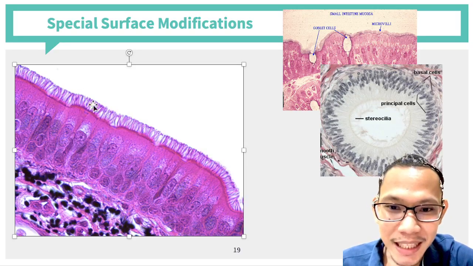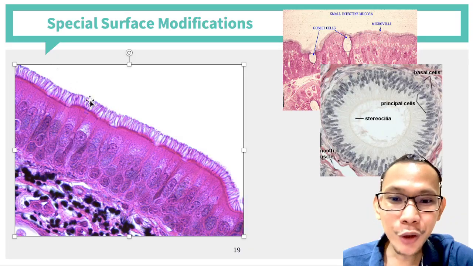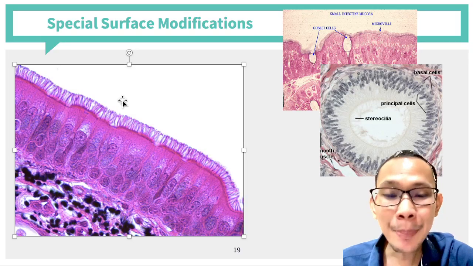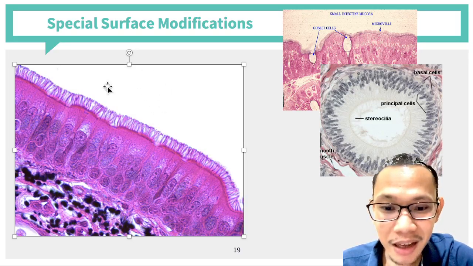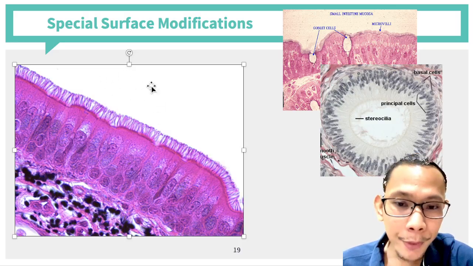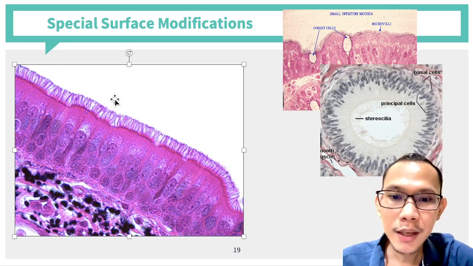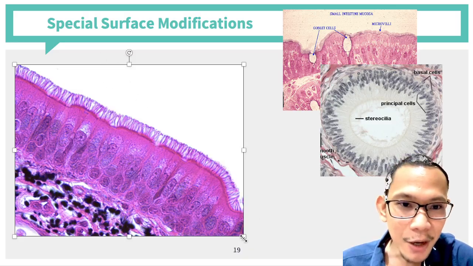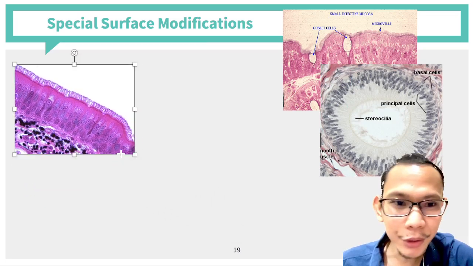Again, your cilia mediate transport of particles trapped in your mucus out of the air passage. It takes them out. It traps the particles, and these particles are toxic to our respiratory system. So, they need to be expelled. That's the function of your cilia. Okay? Very good. Now, let's look at this next one.